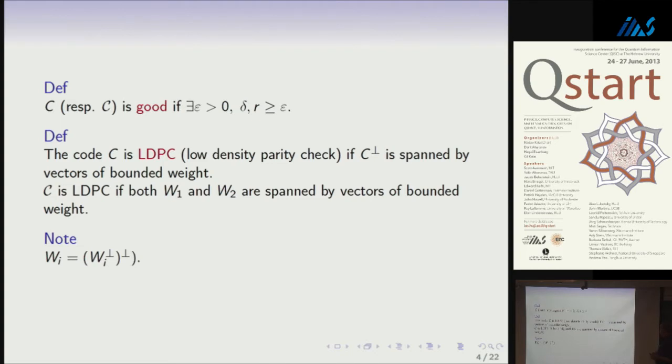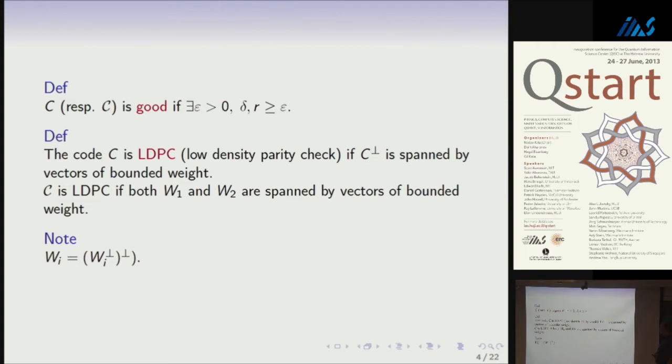Now, the following definition applies to both cases, classical code and quantum code. We say that the code is good if there exists some epsilon greater than 0 such that delta and R are greater than epsilon. So at this point, we are real mathematicians, our n is going to infinity, and when we say a code, we really mean a family of codes, and we want good codes, namely the normalized distance and the rate are both bounded away from 0.